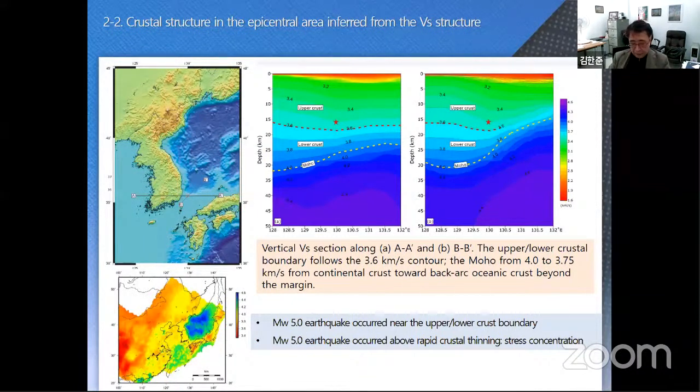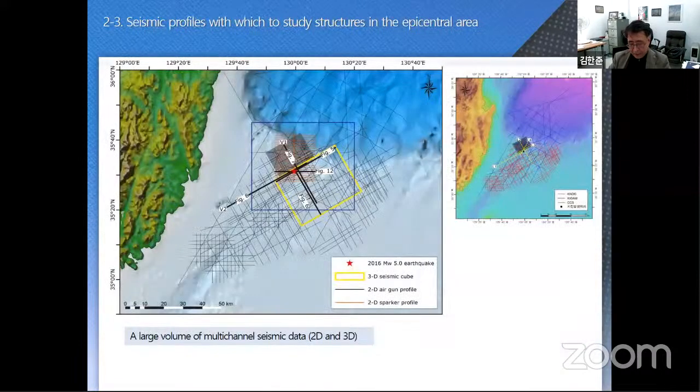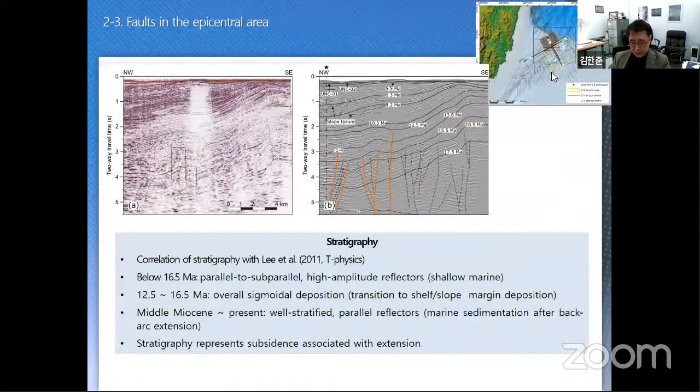A large volume of multi-channel seismic profiles is available that was obtained at the southeastern continental margin. There's also a 3D seismic data cube depicted by the yellow rectangle that includes the epicentral area. With seismic profiles, we can identify faults. We correlated seismic profiles with the existing stratigraphy to determine the ages of the sedimentary sequences.